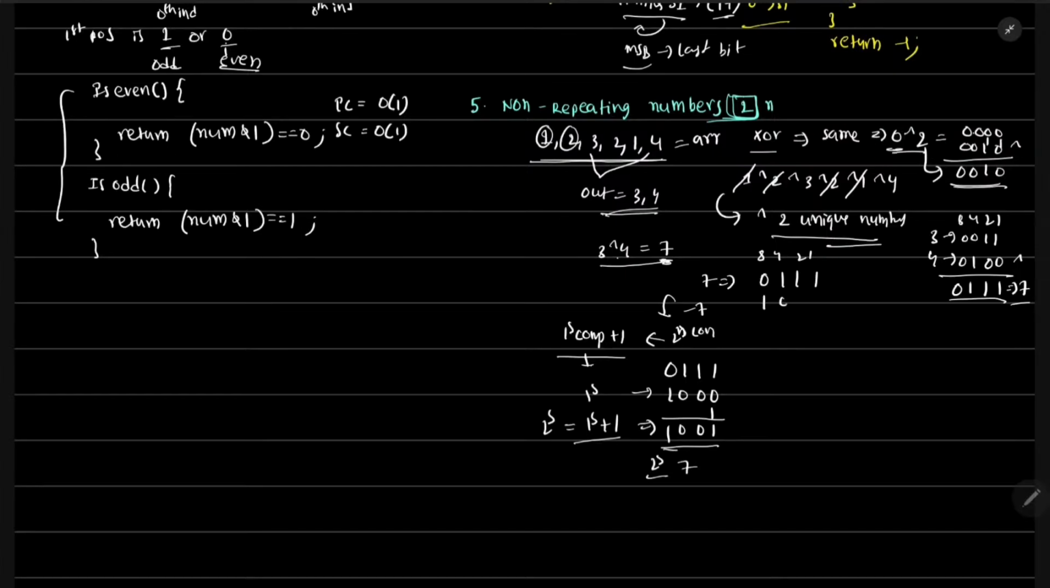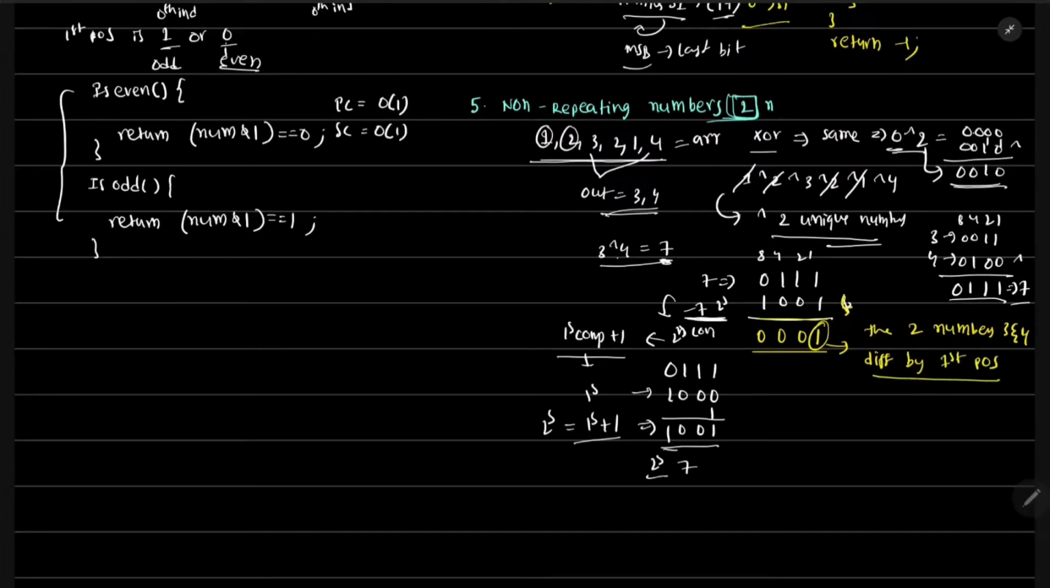We take 1 0 0 1. This is the 2's complement, nothing but minus 7. We do the AND operator here. Listen carefully. What happens? 1 0 0 1 AND 0 1 1 1 gives 0 0 0 1. So we got 1 here. What does this mean? It means the two numbers 3 and 4 differ by the first position.